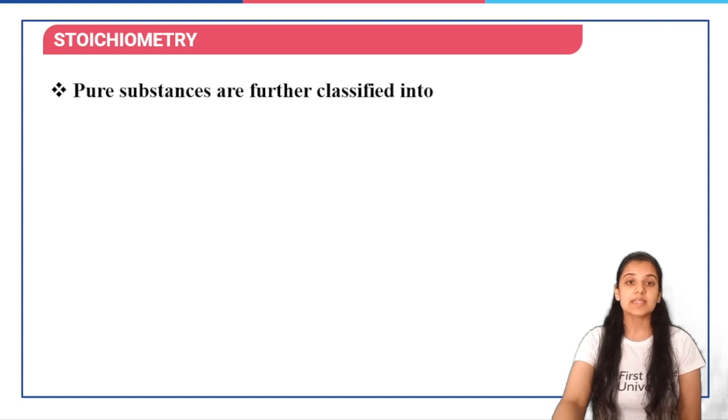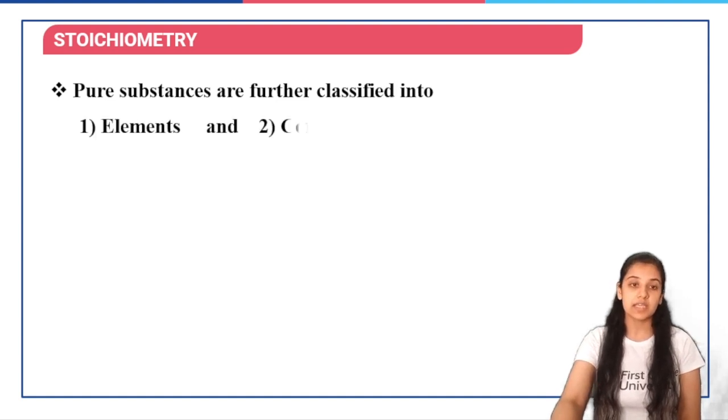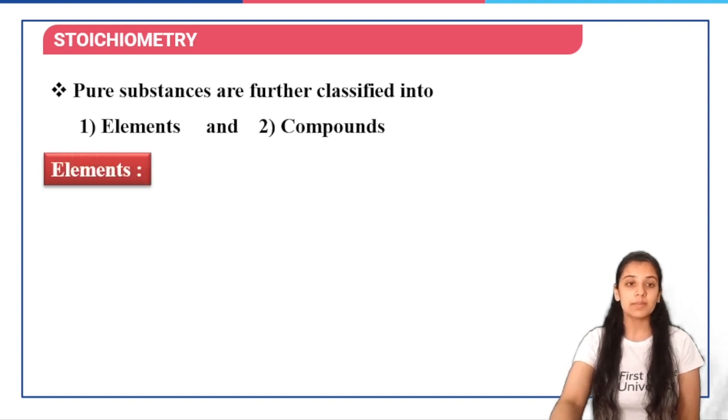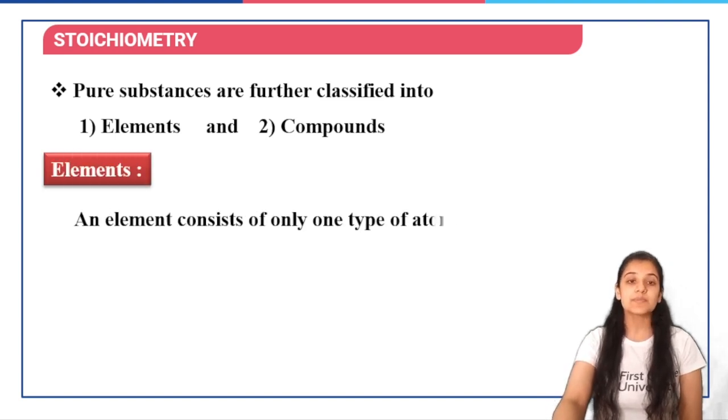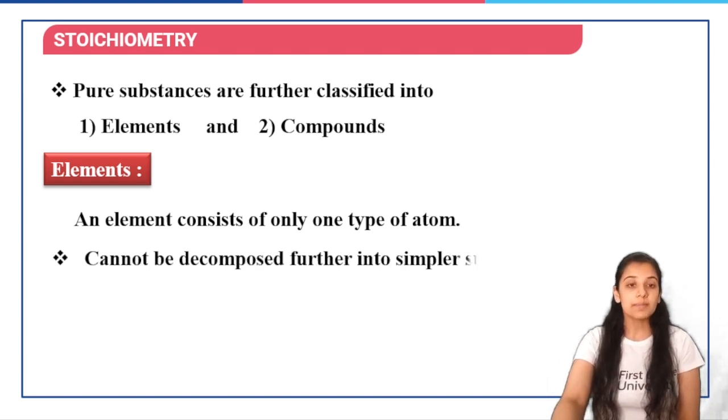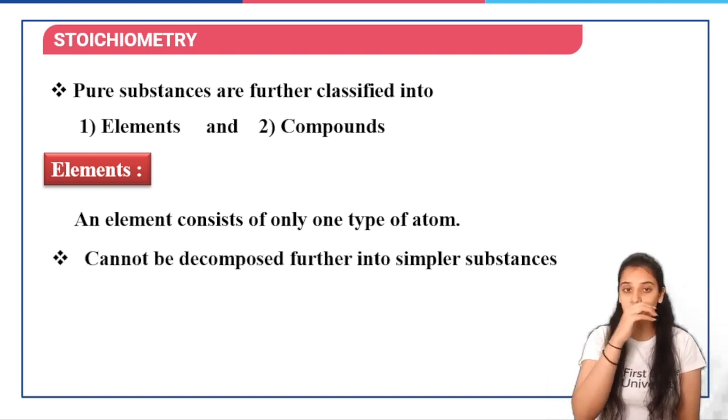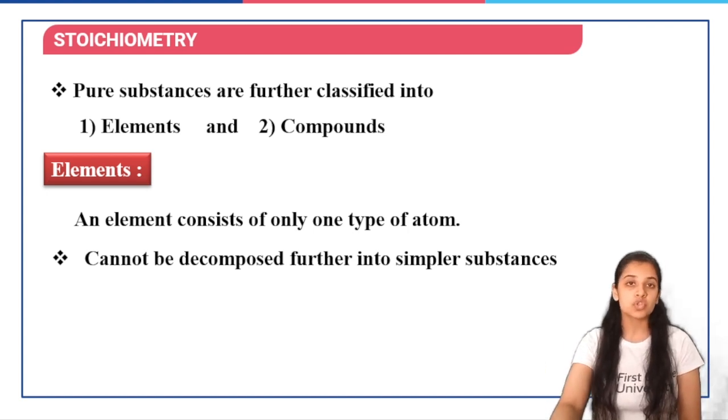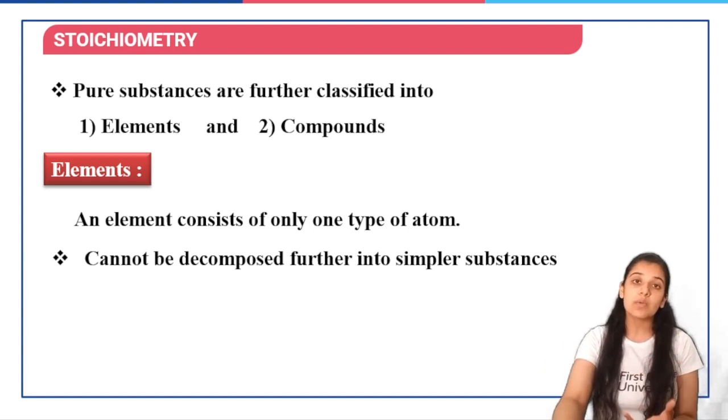Pure substances are further classified, as we have seen, into elements and compounds. The difference between the two is that an element is going to have just one type of atom, while a compound is going to have two or more types of atoms present. An element, which has only one type of atom present, cannot be further decomposed into simpler substances because it has only one atom.